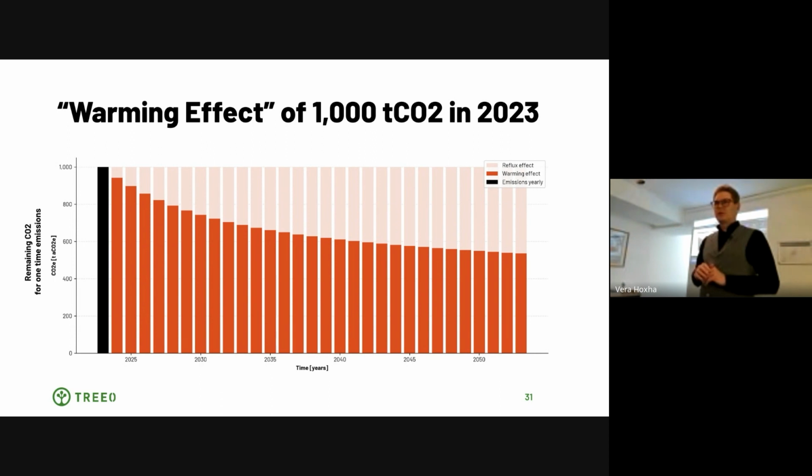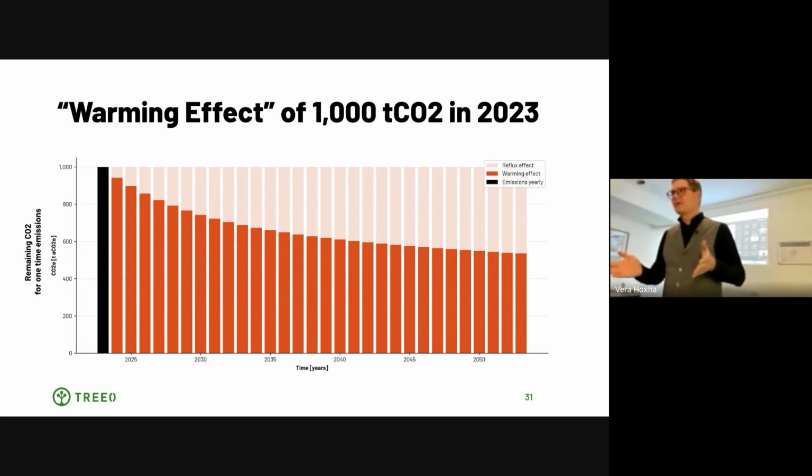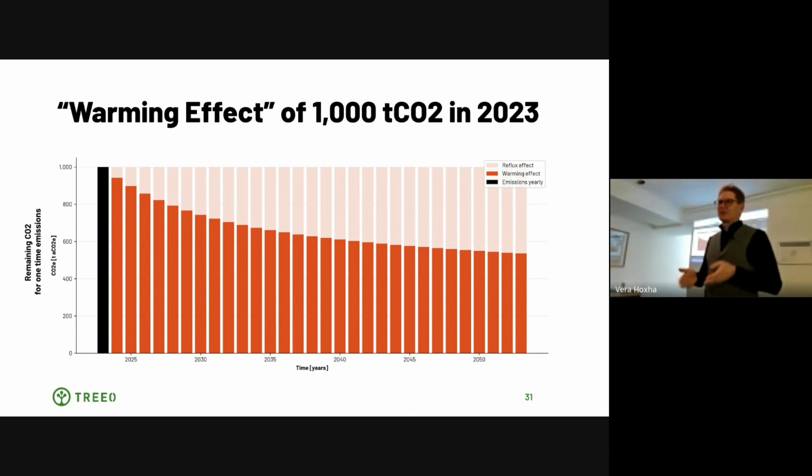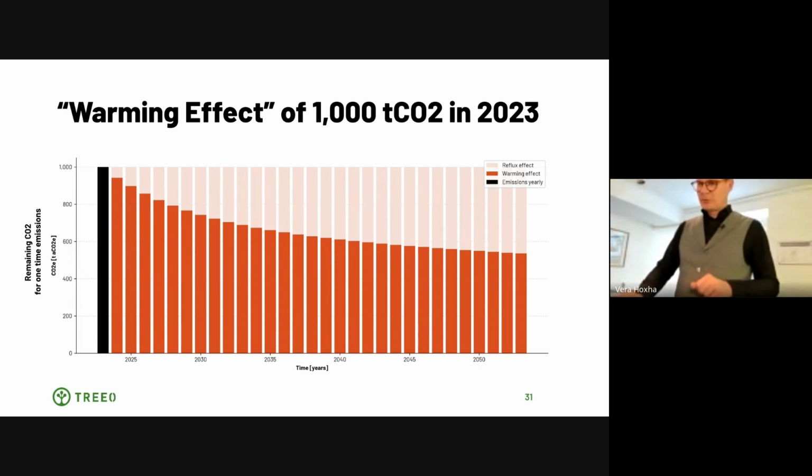The light red ones is the one that's absorbed in other spheres. So what you have to take care of is, it's not like that every year you have to take care of 1,000 tons. After 10 years, you're better off, it's just 700 something. So you have an effect. If you buy, for example, for 10 years carbon removals, you don't have to rebuy for 1,000 tons, but less, because the reflux effect helps you already.